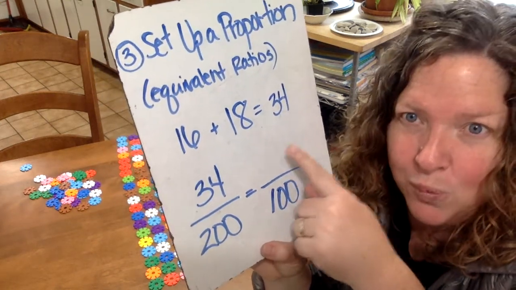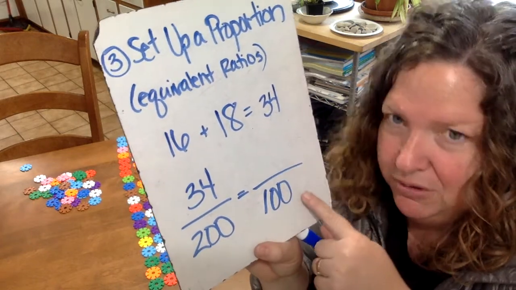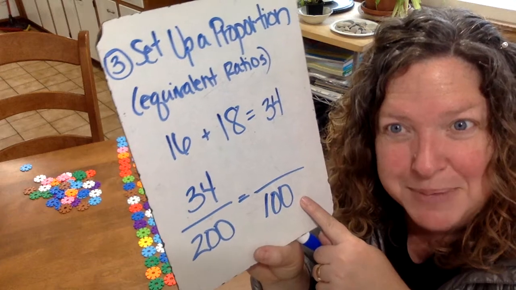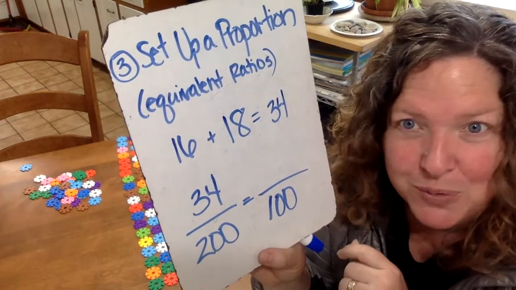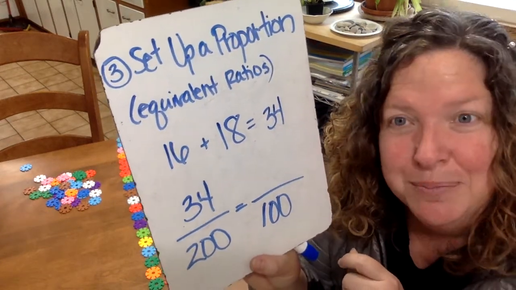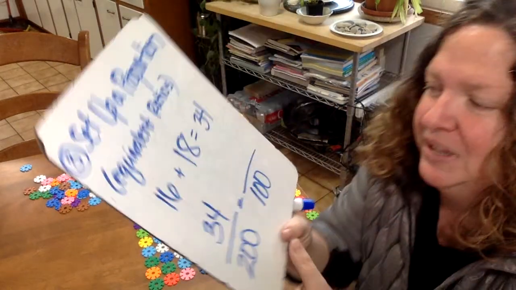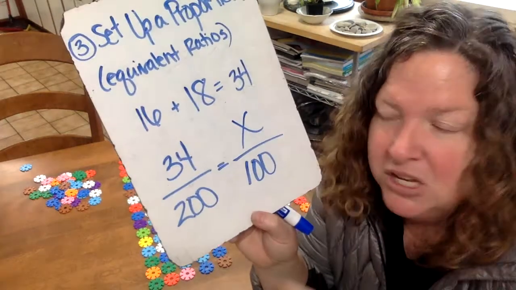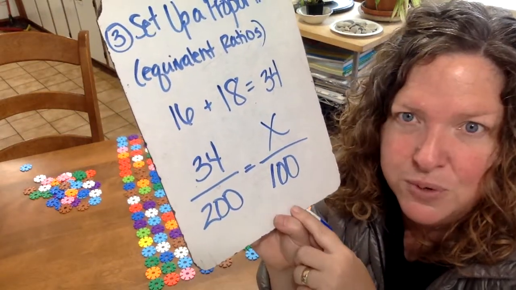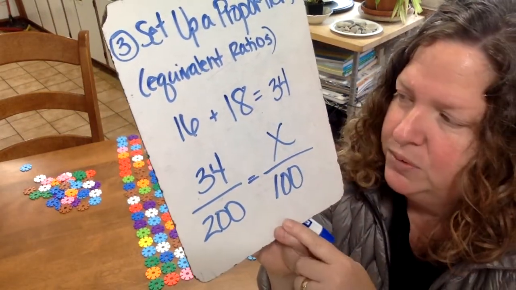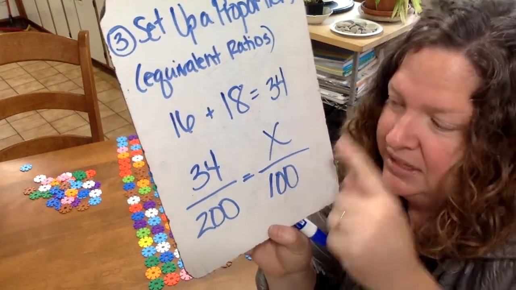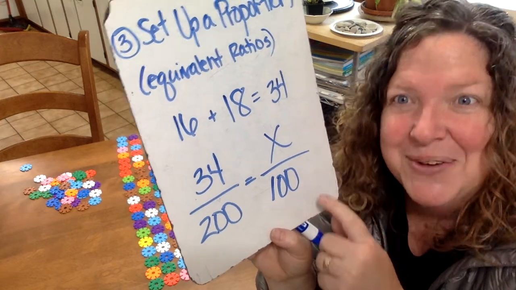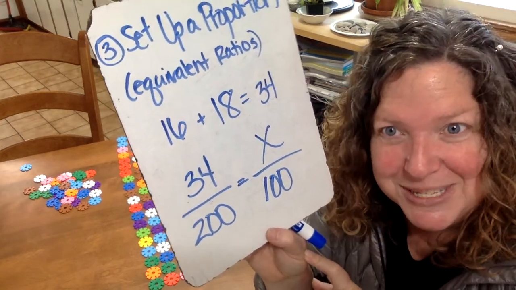So if we say, what would it be out of 100, what are we going to write there? That's that missing number. We could put a question mark, we could put a box, but we know we could put a variable, a letter. So let's put X. So 34 out of 200 is equivalent to some mystery number out of 100. How are we going to solve this? Well, remember, we're going to cross multiply.